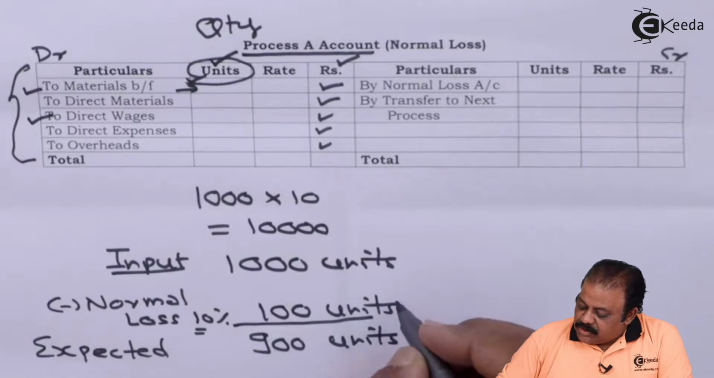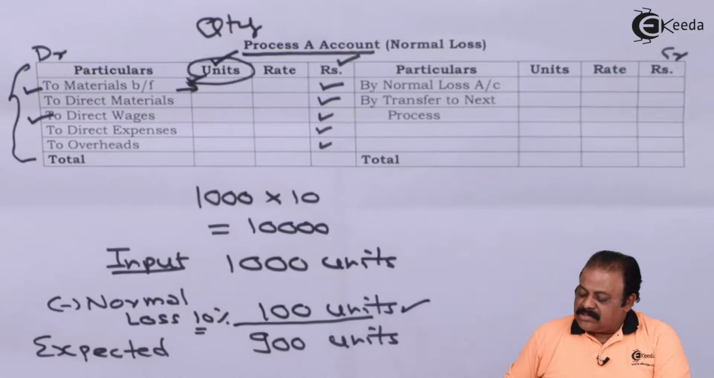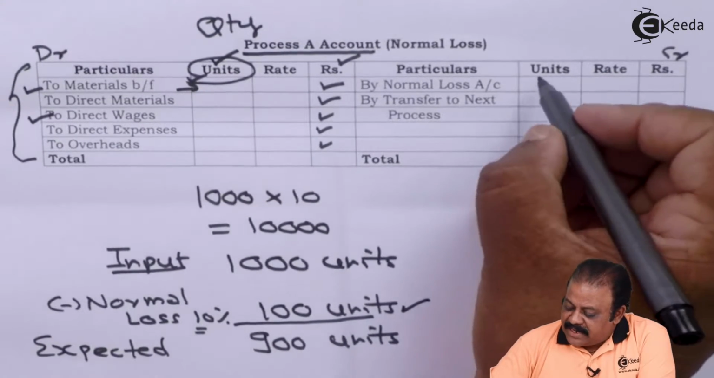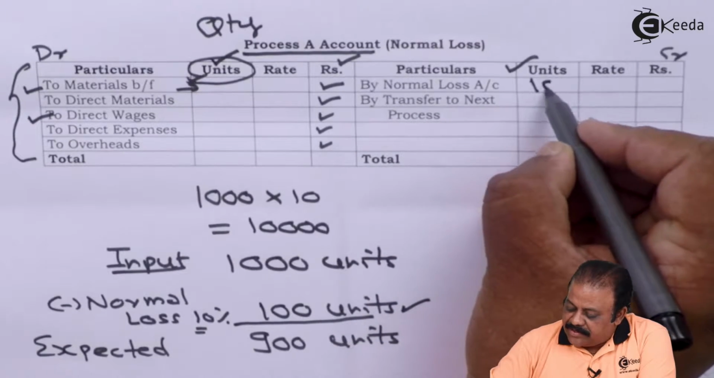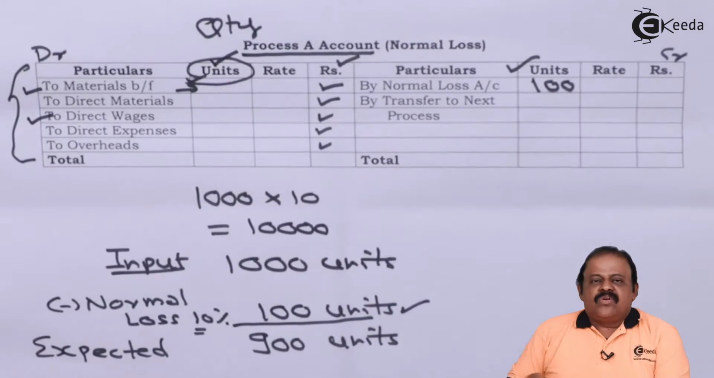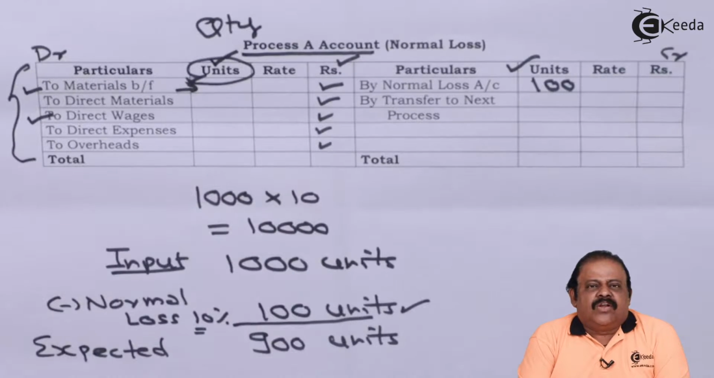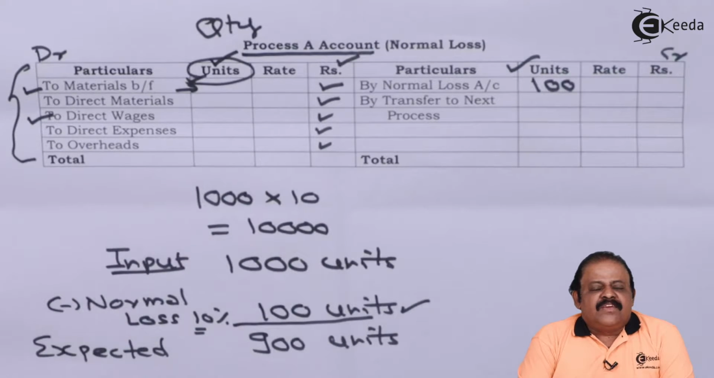Now this 100 units of normal loss will be recorded on the credit side. By normal loss, in the units column we record 100. Normal loss means bad production, bad units. Even though those are defective units of the product, there is a possibility that we may get some scrap value from them if we sell them. So we are going to recover some amount.